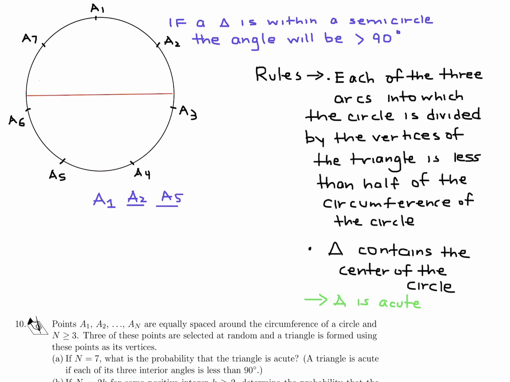Now let's move to the next one. A1, A2, how about A6? Is that going to work? Well, let's see. A1, A2, A6. Nope. The center is not going to be inside, so that doesn't work. And then A1, A2, A7, well, that is wrong because remember, we can't have a triangle all within one part of the semicircle. So I hope you understood by using these rules why so far only A1, A2, A5 works.